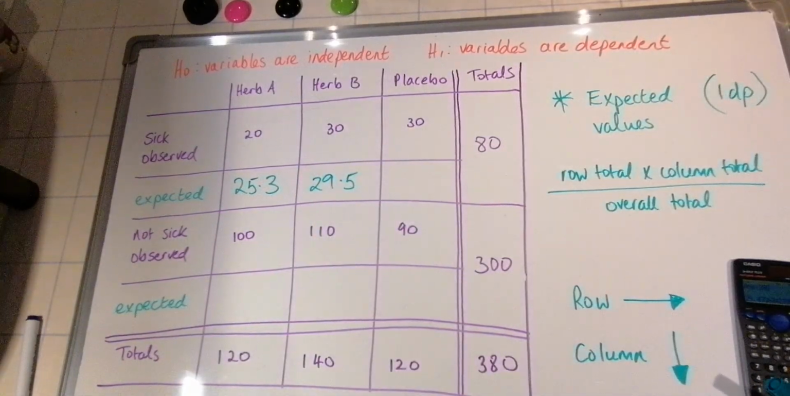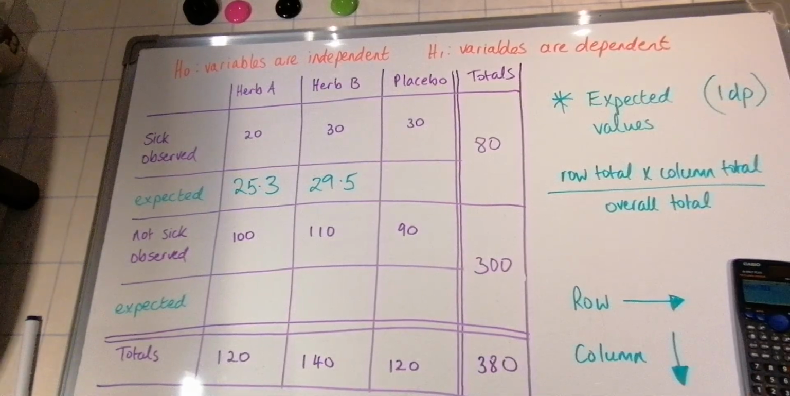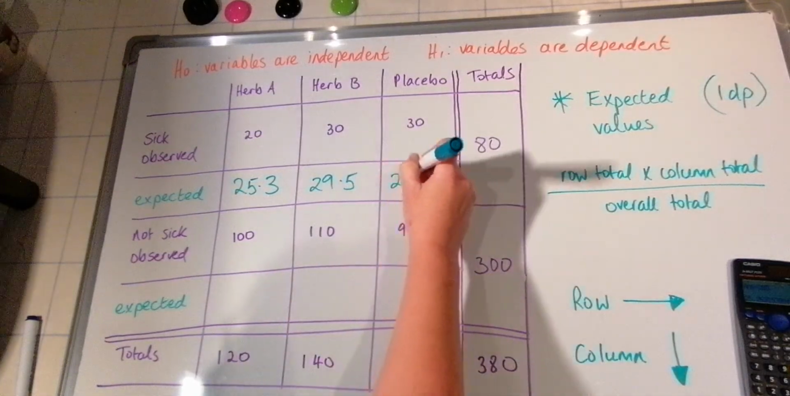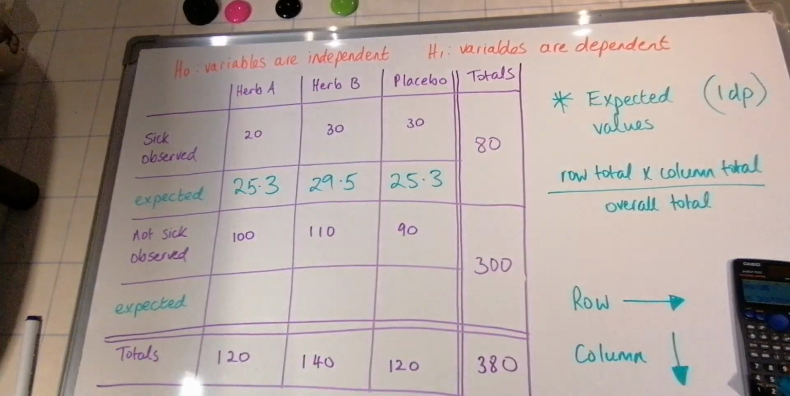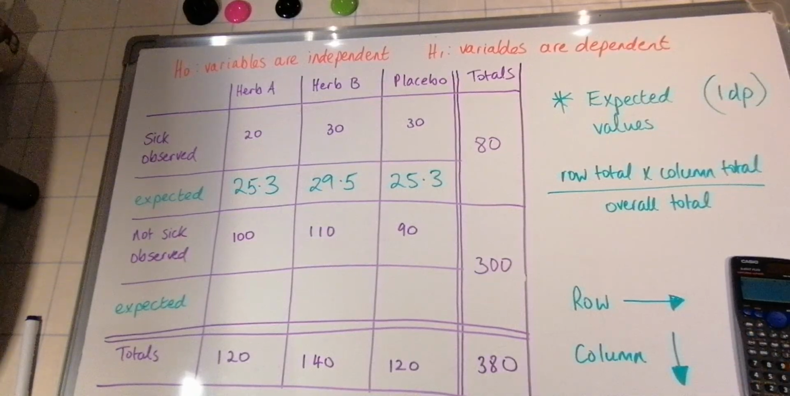And then the last expected value in this row: row total was 80, column total was 120, and then divide that by my overall total. And I'm getting 25.3 in there. Now, if I add them up, I'm going to end up getting over that 80 this time. 25.3, 29.5 and 25.3 again. And I'm getting 80.1 in there. Now I'm going to go on with the question. It's only 80.1, 0.1 of a person. I would round that off to the number 80 anyway. I'll leave it as it is.